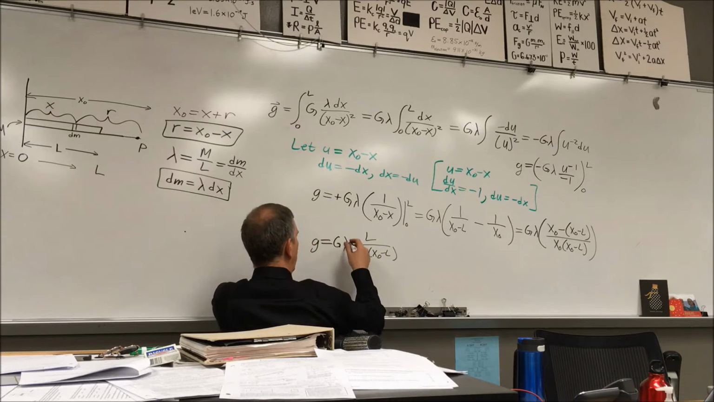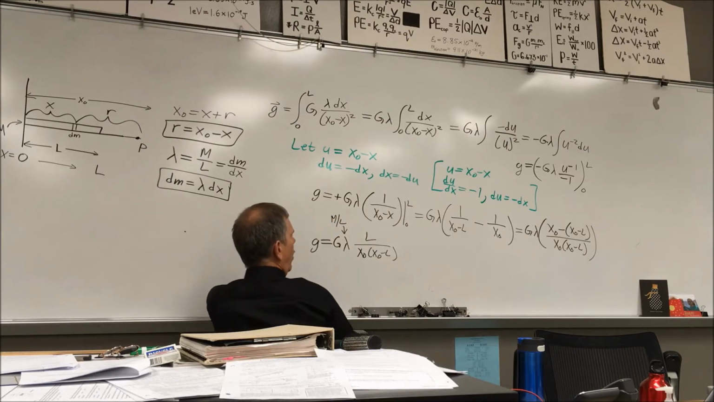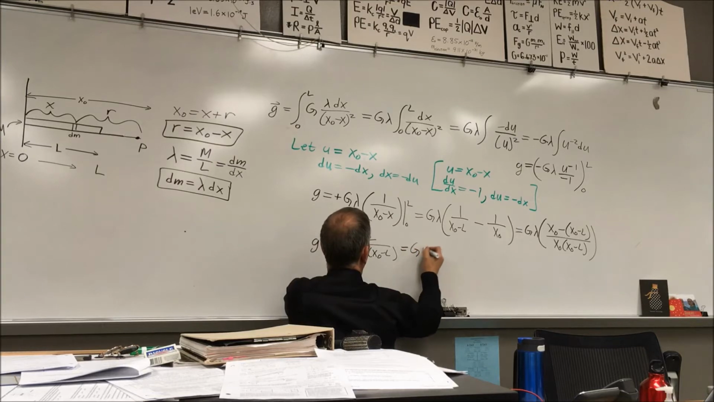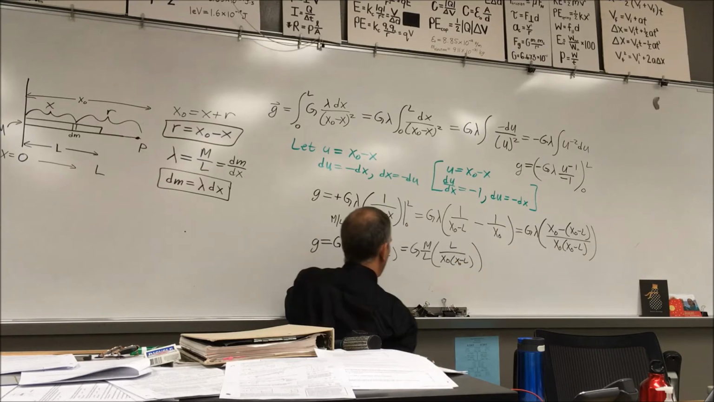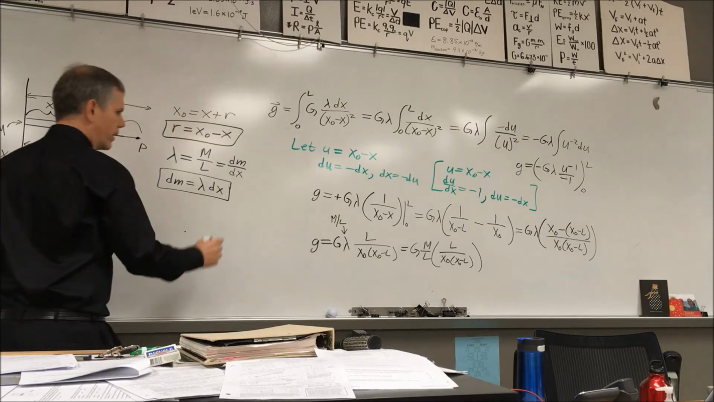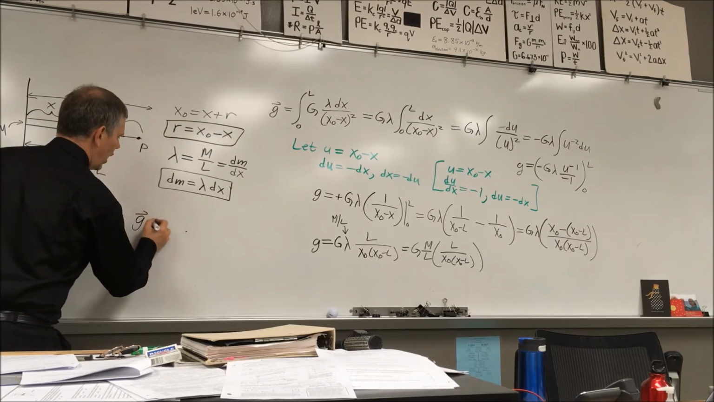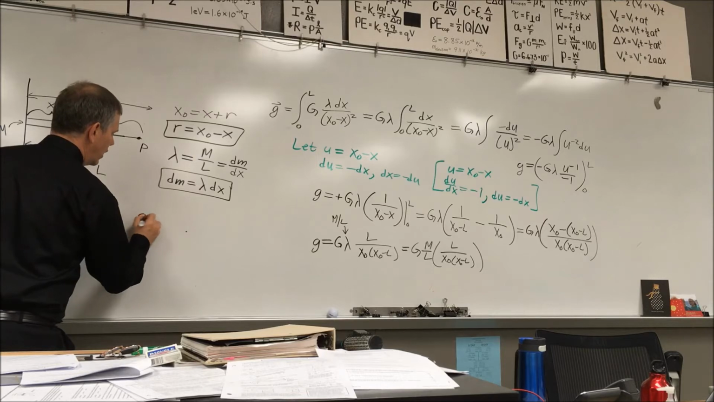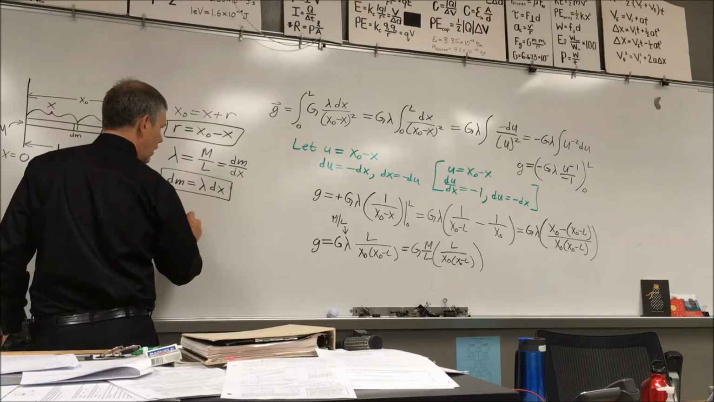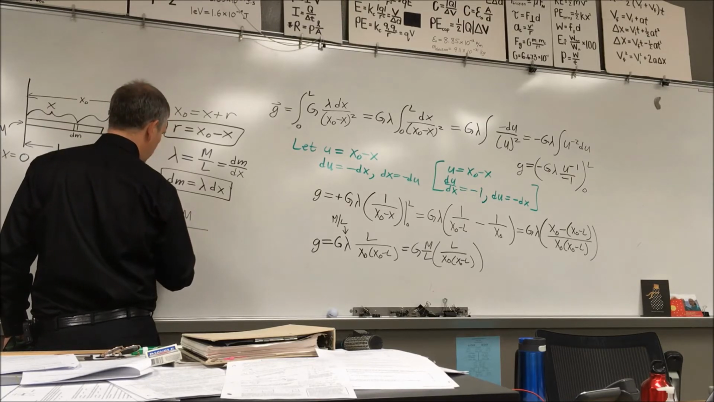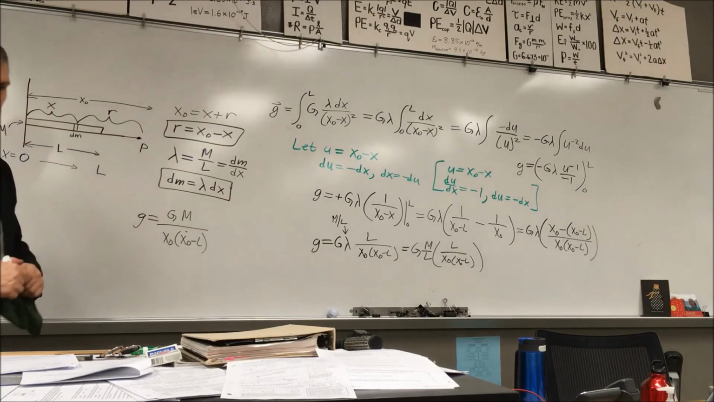And then we look at this and say, oh, from up above, lambda is just m divided by L, which gives me g m divided by L, times L over x naught times x naught minus L. And because I don't want to be on my knees too much longer, I'm going to come over here, and that gives us a final answer. G equals, see the L's cancel? And we get G M over x naught minus L. And that's our final answer.